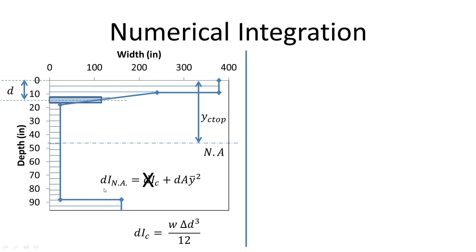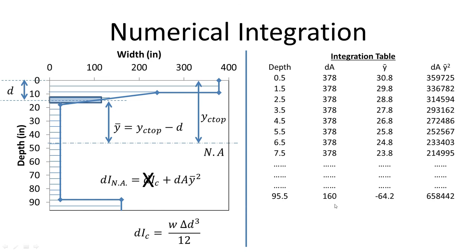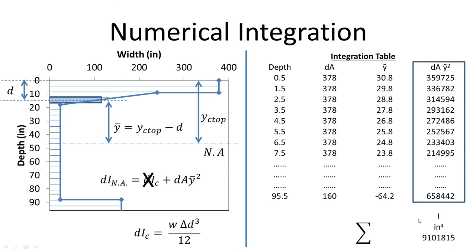So the moment of inertia of each strip about the neutral axis would be simply the area of the strip multiplied by the square of its distance from the neutral axis, or y bar squared. This y bar is easy to compute and will be simply the distance of the neutral axis from the top minus the depth of the strip. Again, we can do this in a tabular form, and we can compute the moment of inertia of each strip. Adding the moment of inertia of all the strips together will give us the total moment of inertia of the section.